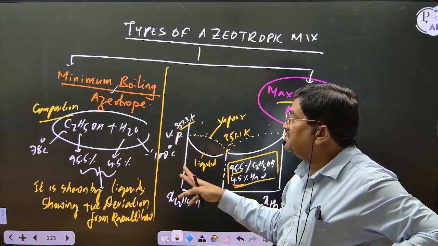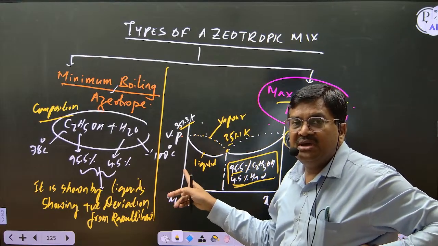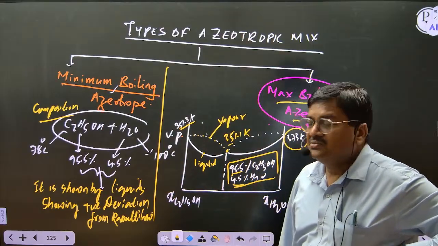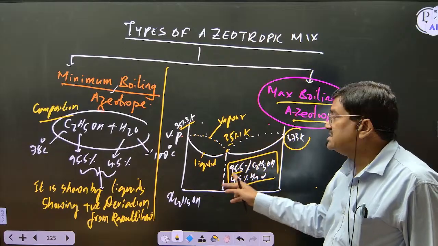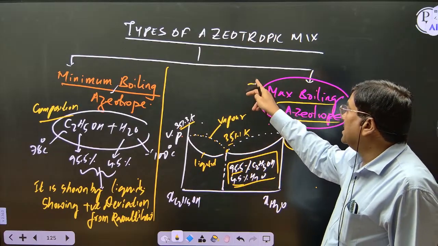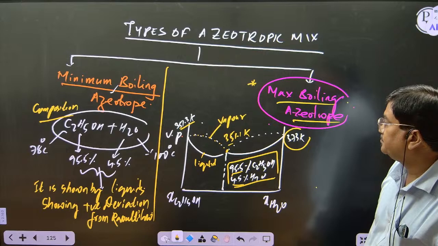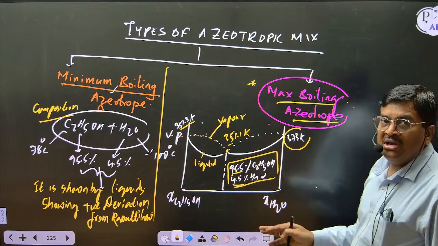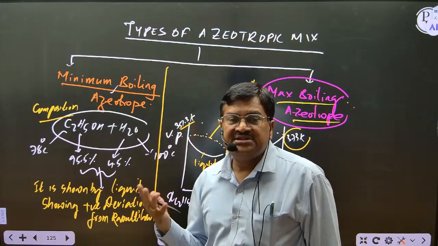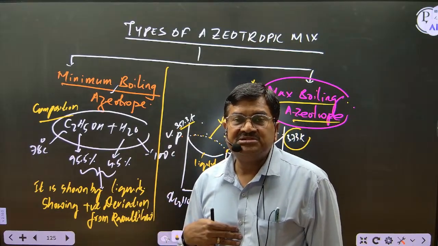So a minimum boiling azeotrope is shown by liquids showing positive deviation. Completed, all of you? Now shall I start with maximum boiling? Right, next heading, maximum boiling azeotrope. Now see, students, the liquids that show a maximum boiling azeotrope are those showing negative deviation from Raoult's law.